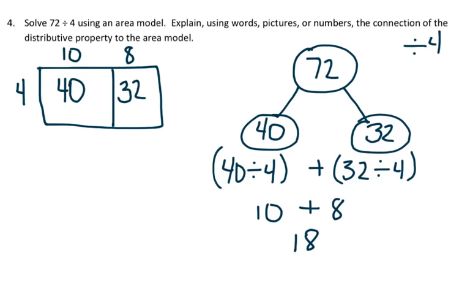These strategies are based on the students having a solid knowledge of their facts. So a lot of them, to break apart 72 into 40 and 32, they have to know their multiples of 4 to do that easily.